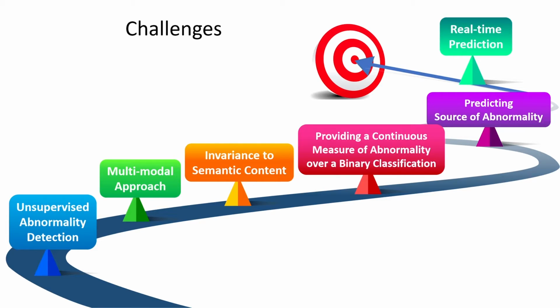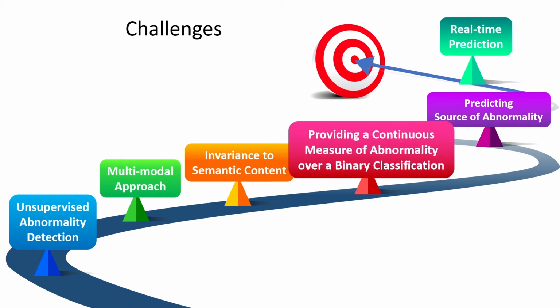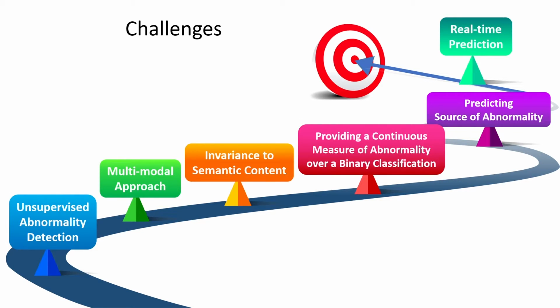Instead of binary classification, we needed to provide a continuous score between 0 and 1, 1 being the highest abnormal. We also needed to identify and explain the sources behind the abnormality in a given situation. And our models must be fast responsive to give inference in real time.